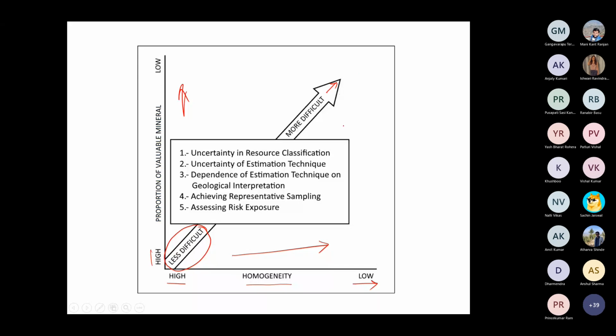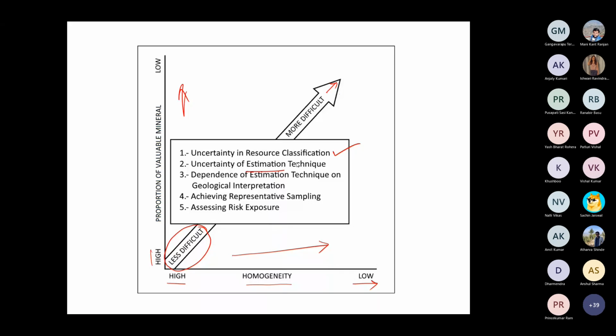It becomes more difficult when you have uncertainty in resource classification, when you do not exactly know how it is classified. There is also uncertainty of the estimation technique; the ore reserve estimation technique is not very clear. The statistics used is not widely acceptable. So somebody has just averaged or something. But nowadays these estimation techniques are quite good.